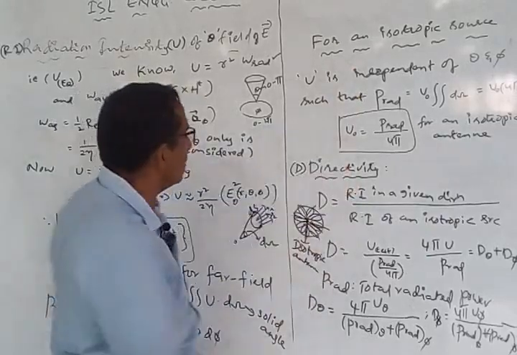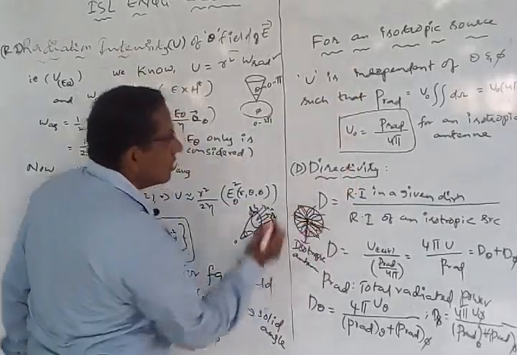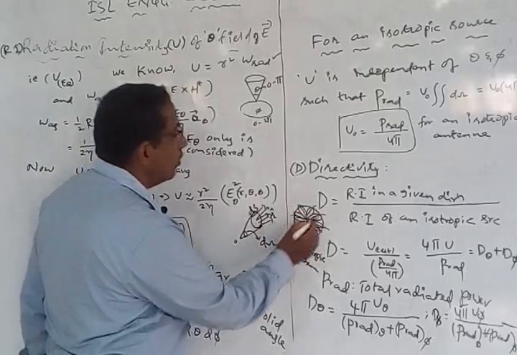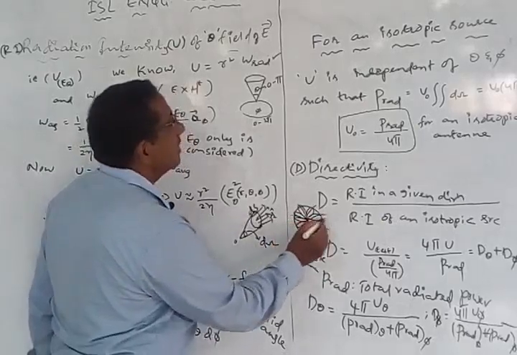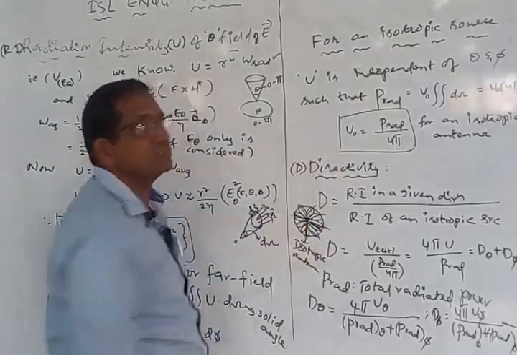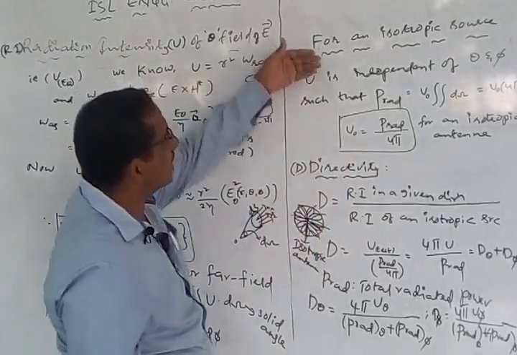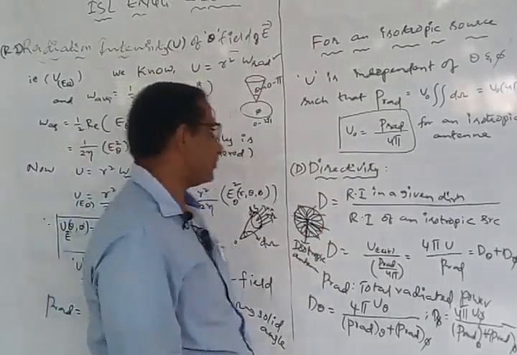So this is the radiation intensity for all these particular lobes. See, you are seeing so many lobes here. For every lobe, the radiation intensity is going to be the same value. So that is the case with the isotropic source.